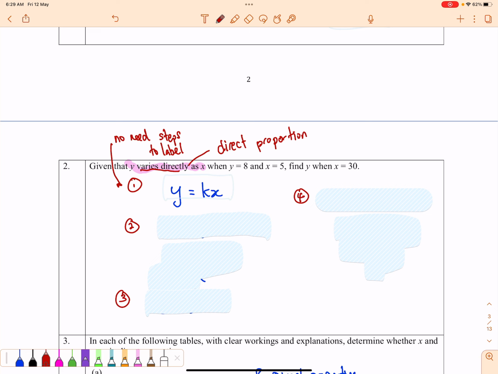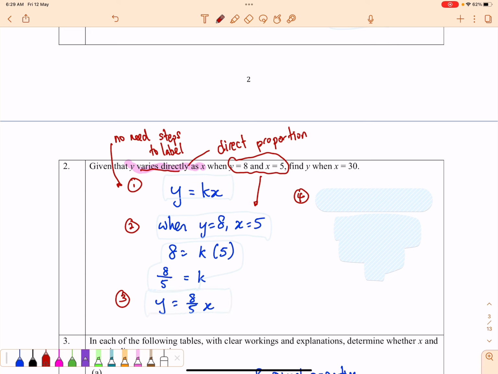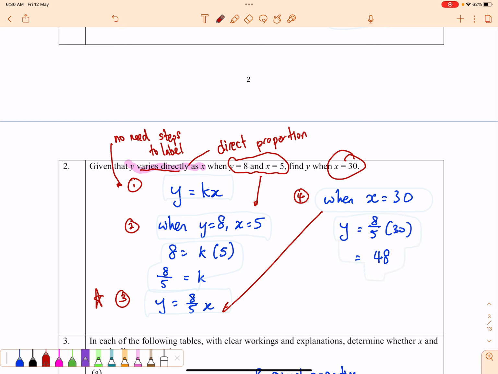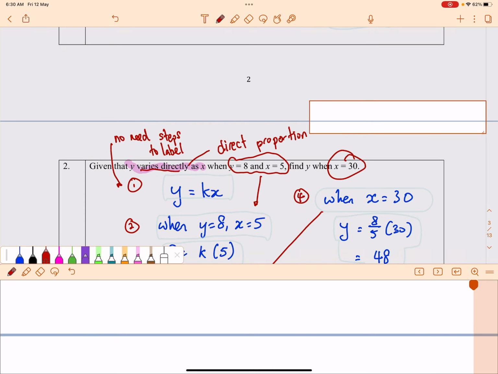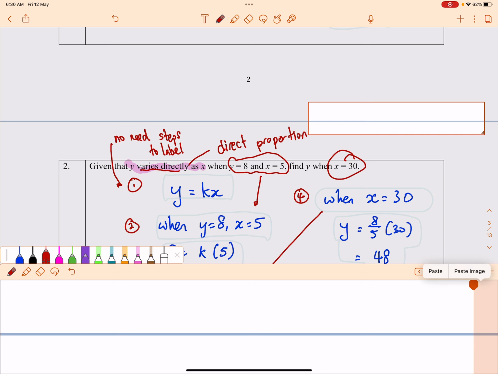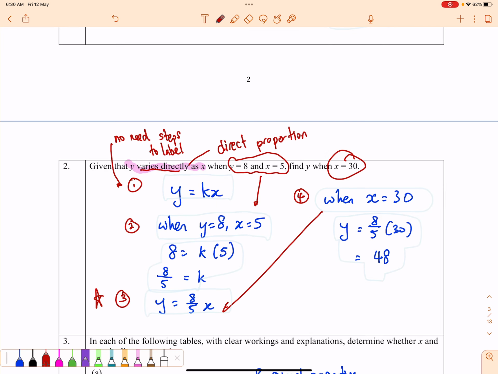Step 2, I want to find the value of k. So using 8 and 5, I will then find out the value of k. Step 3, I want to rewrite the equation. And this is very crucial, even though they never ask, always do this step. Step number 4, answer the rest of the question. X is 30. I want to sub this inside the found equation, and then you get 48. Good? Okay.